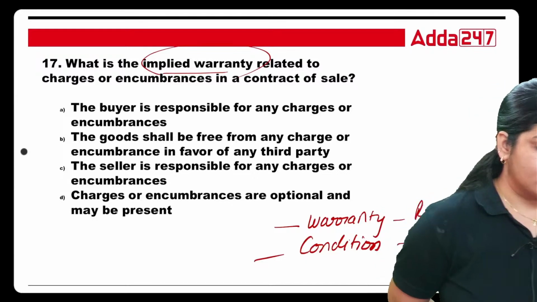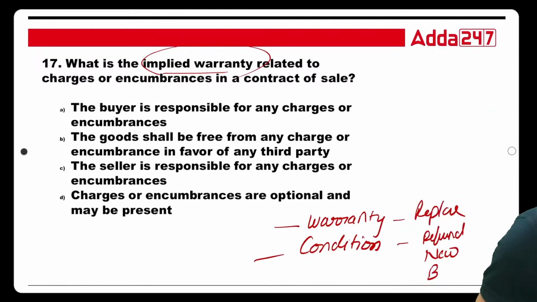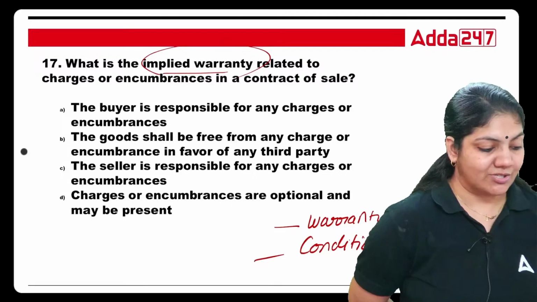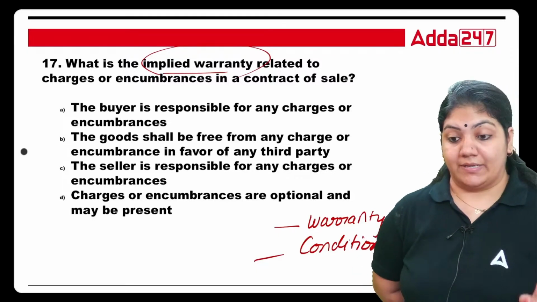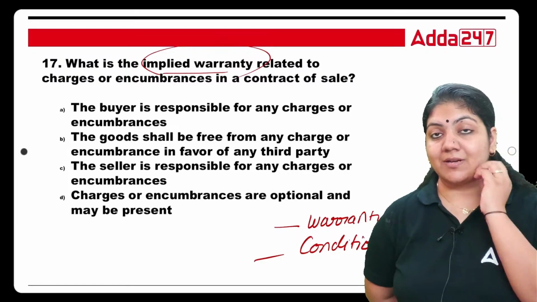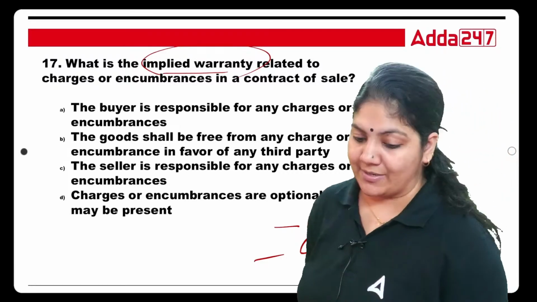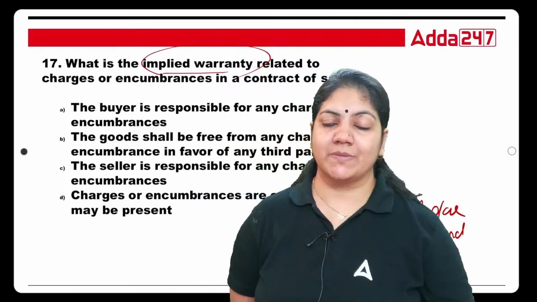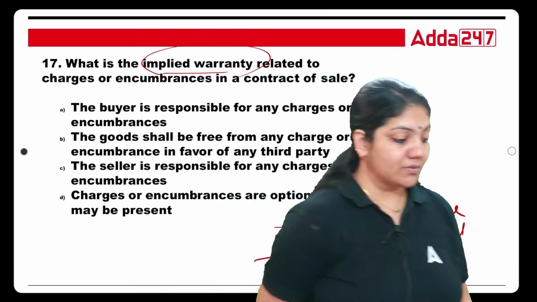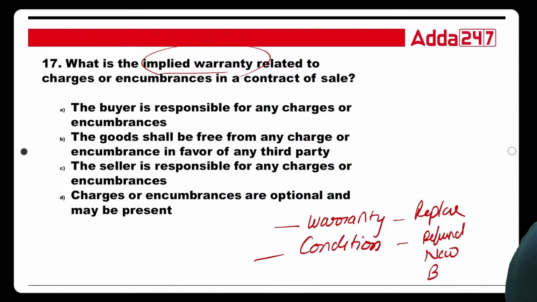The buyer is responsible for any charge or encumbrance. The goods shall be free from any charge or encumbrance in favor of a third party. So class, it is implied. Implied means it is not written, because there are two types of things, express and implied. Implied means by way of act and conduct. Express means written or oral. So implied warranty is basically that the goods shall be free from any charge or encumbrance in favor of any third party. So B is the right answer.